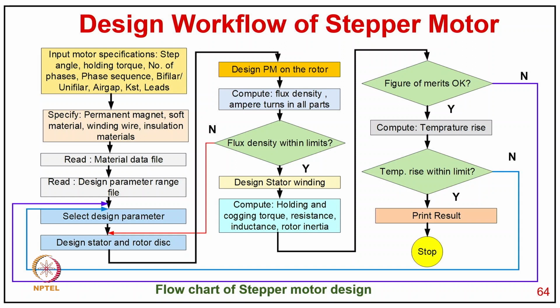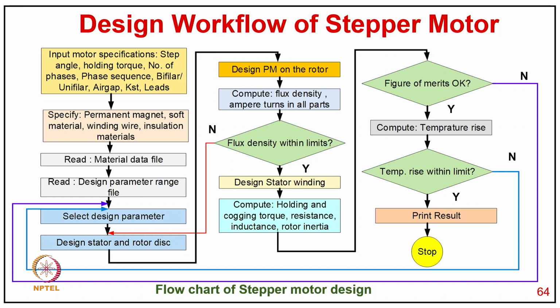Specify the material: soft magnet, wire, winding wire, insulation material. Then read the material data file, read the design parameter range file, then select the design parameters, then design the return rotor disk, then design the PM on the rotor, compute the flux density and ampere turns in all parts, and then check whether the flux density is within the limit.